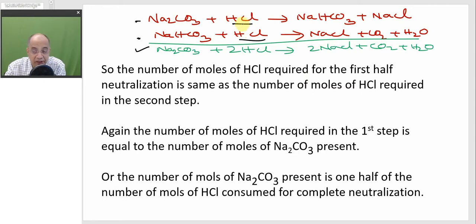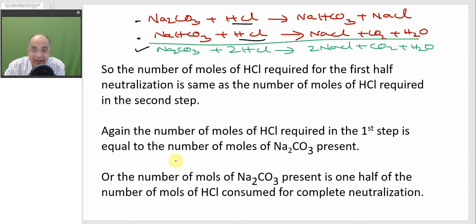If it is sulfuric acid, you have to find out the H plus ion required for the first half neutralization; it is the same as the number of moles of HCl required in the second step. Clear? This step, the same amount will be used, I mean, in terms of mole. Of course, if the reagent is the same, then you can also say mass. If mole is same, mass is same.